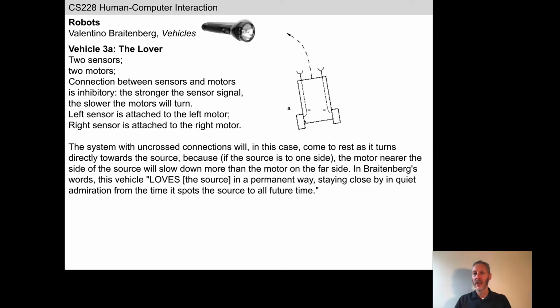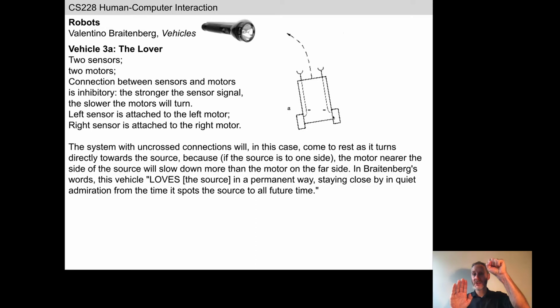You can probably see in this case that if we come at this vehicle with the light source front left, there is more light falling on the left sensor than on the right sensor, which means there is more inhibition of the left motor than there is of the right motor, which means the left wheel spins slower than the right wheel, and the lover will turn towards the light.